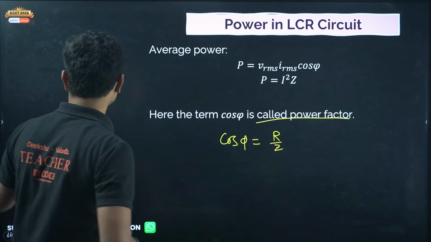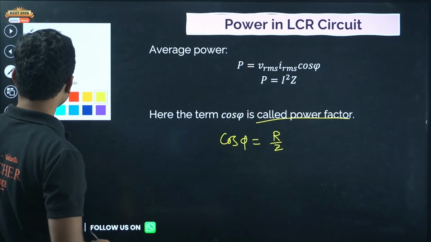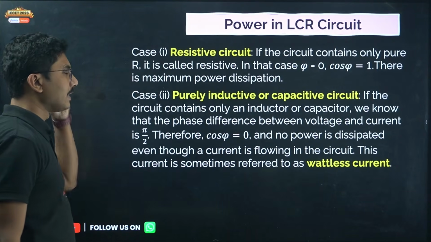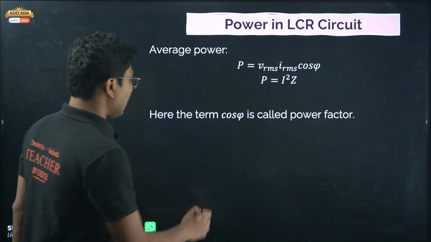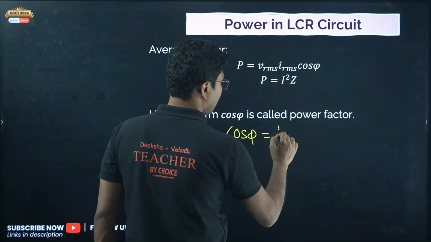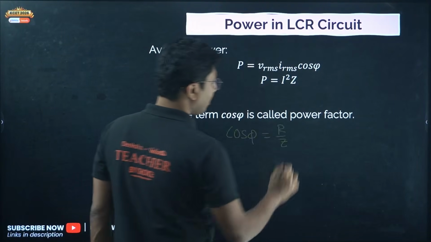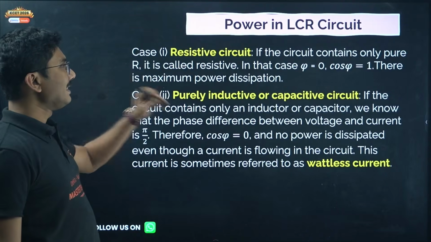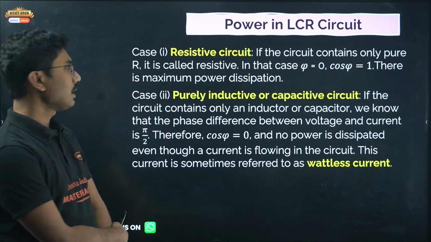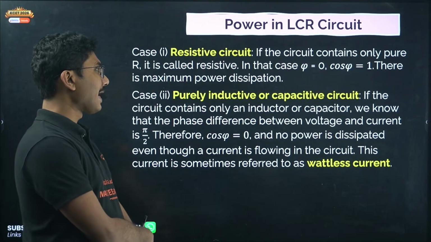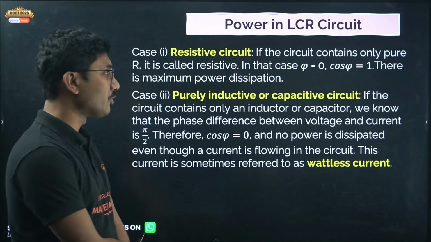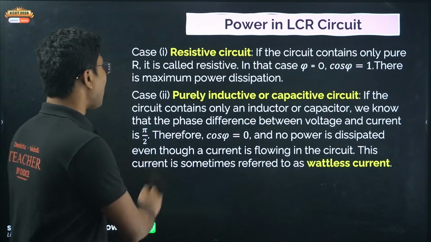Now at resonance, what happens? The power factor becomes 1. Okay, we will discuss that. I think I should keep that formula, cos phi equals R by Z. The resistive circuit, if the circuit contains only pure R, it is called resistive. In that case, cos phi equals 1. There is maximum power dissipation.